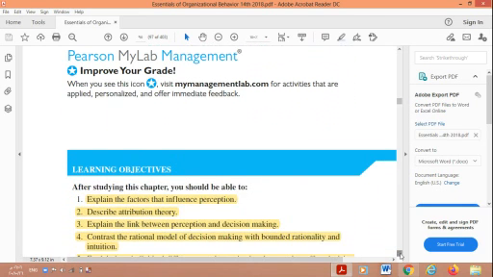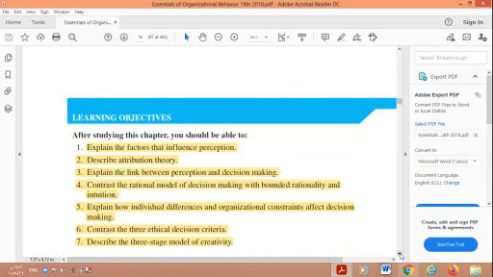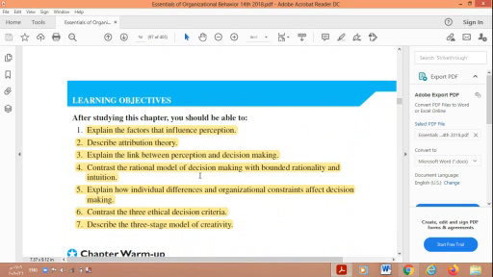Okay, so at the end of this chapter the students will be able to explain the factors that influence perceptions, describe the Attribution Theory which is related to the perception, explain the link between perceptions and decision making, which is the second part of our chapter, and it is very important. The main idea for this chapter is not to define or to know what is the perception or the perceptual process. We wanted to know how the perceptions will affect our behavior within the organization and how it will affect the decision making that we conduct within the organizations.